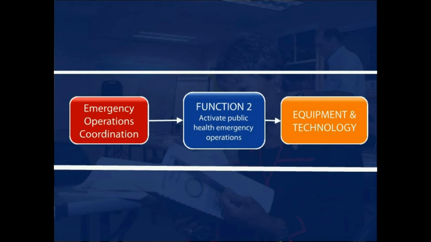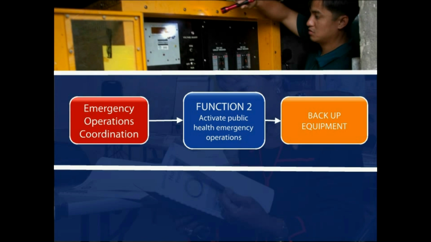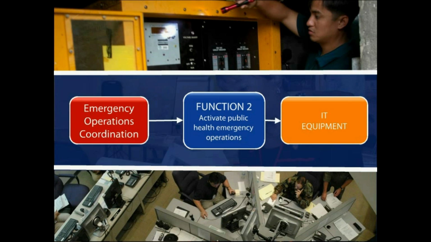There are 3 resource elements under equipment and technology. They are, have or have access to backup equipment in the event of system failure or power loss in the Public Health Emergency Operations Center, communications equipment to allow information to be transmitted inside and outside the EOC, and information technology equipment sufficient to meet the event or incident objectives. While none of the equipment and technology resource elements is a priority resource element, all of them can help build and maintain the ability to perform the function of activating public health emergency operations.